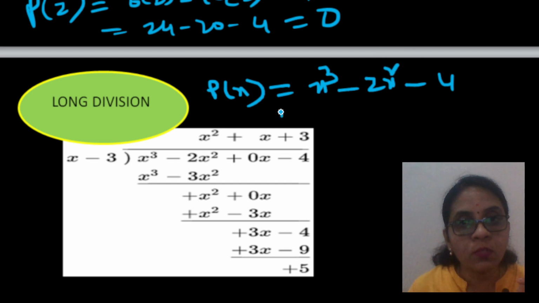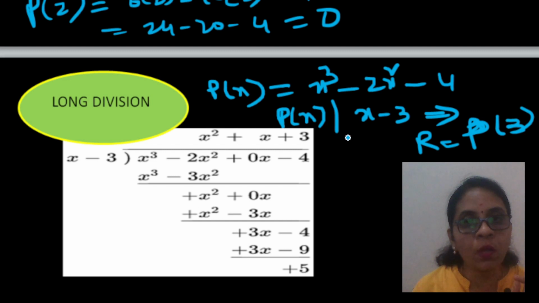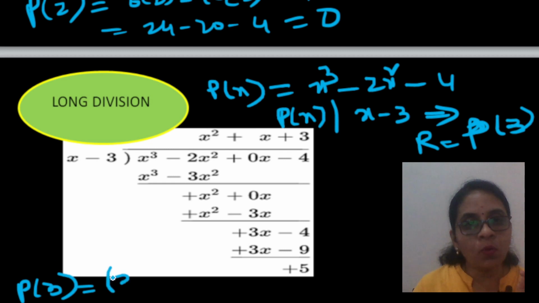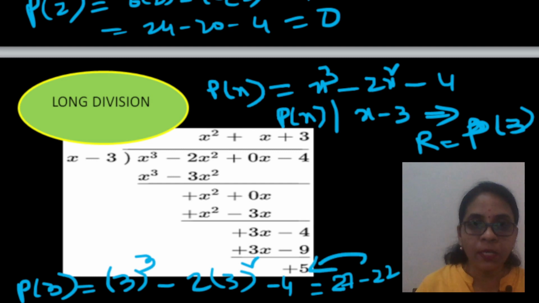So this polynomial is divided by x minus 3, implies the remainder is p of 3. The remainder is p of 3. Now what is this p of 3? P of 3 is 3 cube minus 2 into 3 square minus 4. What is 3 cube? 27 minus 2 into 9, 18, minus 4. So 27 minus 18 minus 4, which is 27 minus 22. Is it not 5?